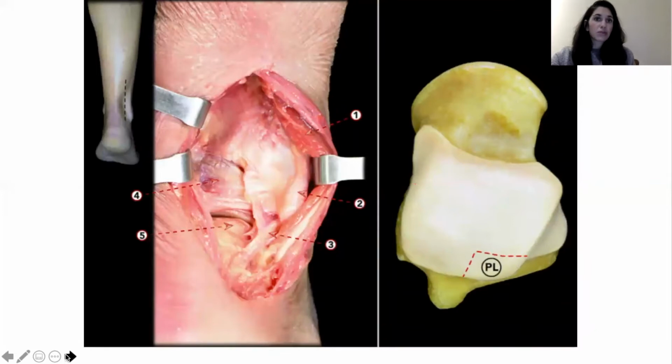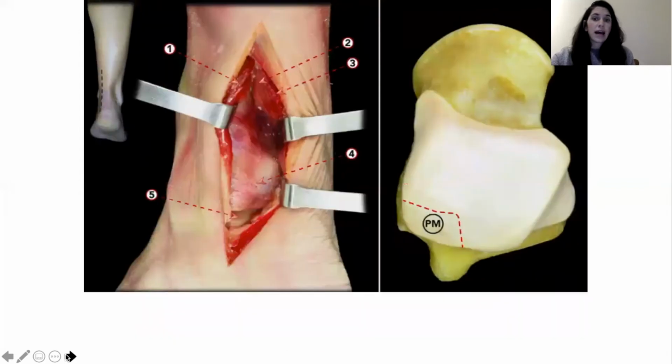With the posterolateral approach, only 7% of the talar dome is accessible. And lastly, with the posteromedial approach, only 5% of the talar dome is accessible.